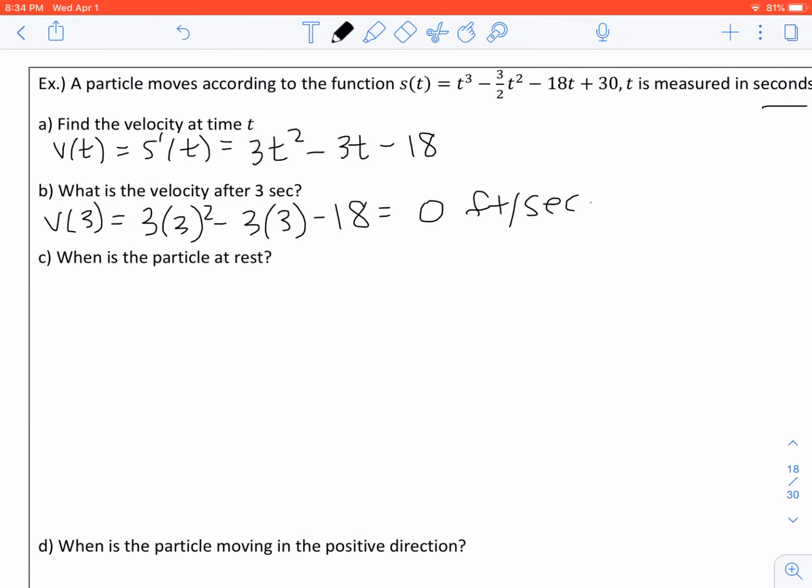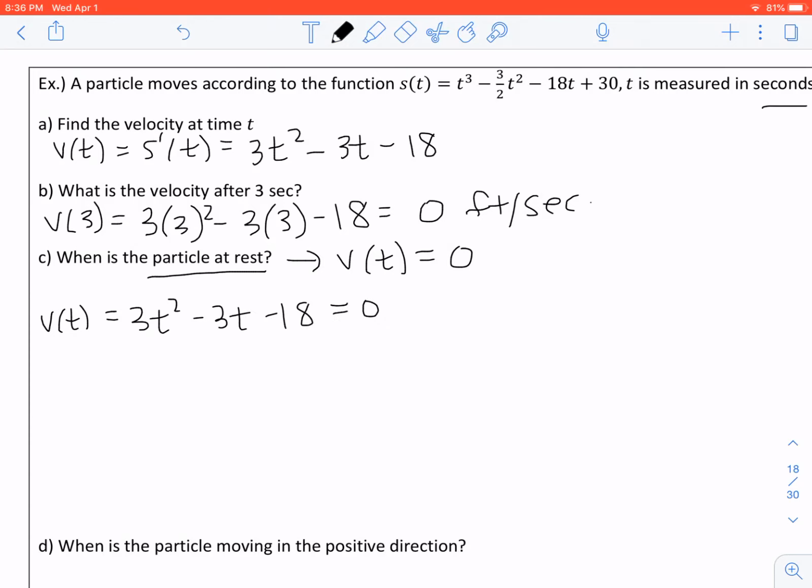The next part, c, says when is the particle at rest? So at rest, again, remember, v of t, our velocity, is going to be equal to 0. So I'm going to take my velocity function, which we have is 3t squared minus 3t minus 18, and set this equal to 0.